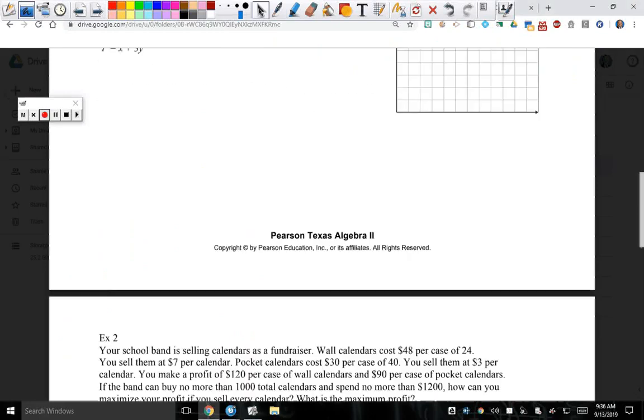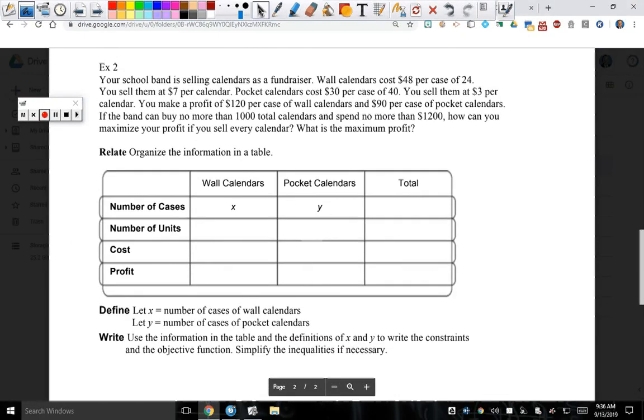Sure that I did that by hand though, just so you could see it. Alright, so now come the word problems. Don't let them intimidate you, okay?